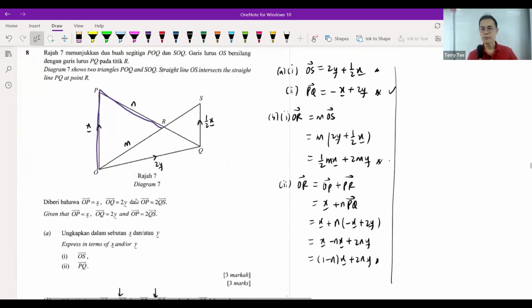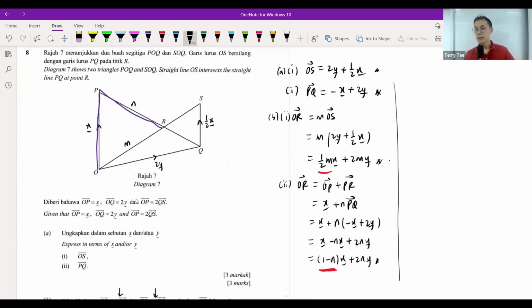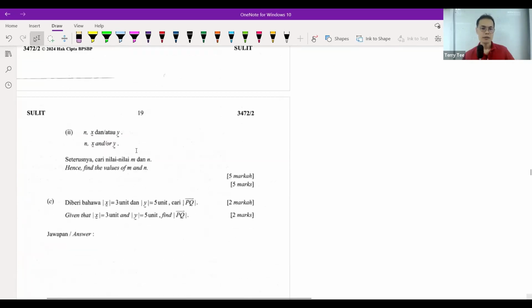Now, next, I'm supposed to find M and N, right? So to solve for M and N, very simple. We compare two versions of OR. So the first version of OR, you can see the coefficient of X is half M. The second version of OR, the coefficient of X is 1 minus N. So we basically compare. This is the next part. We should call this part C, right?